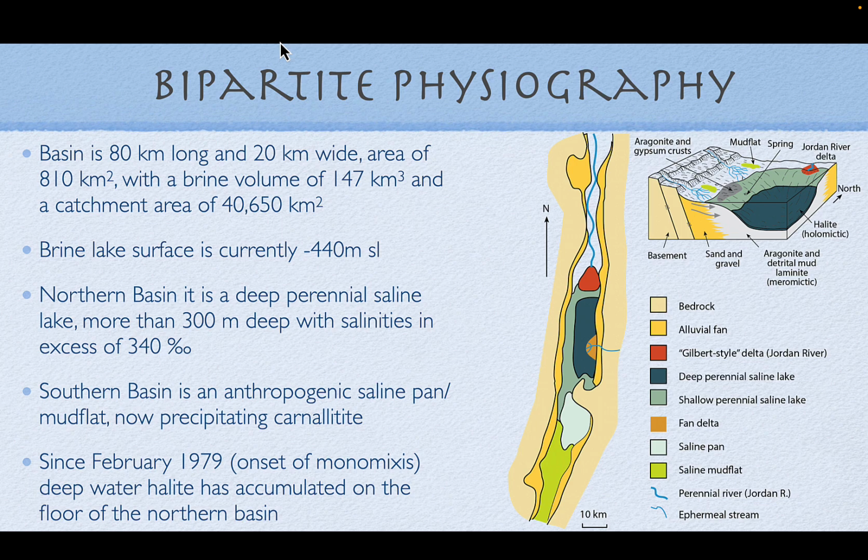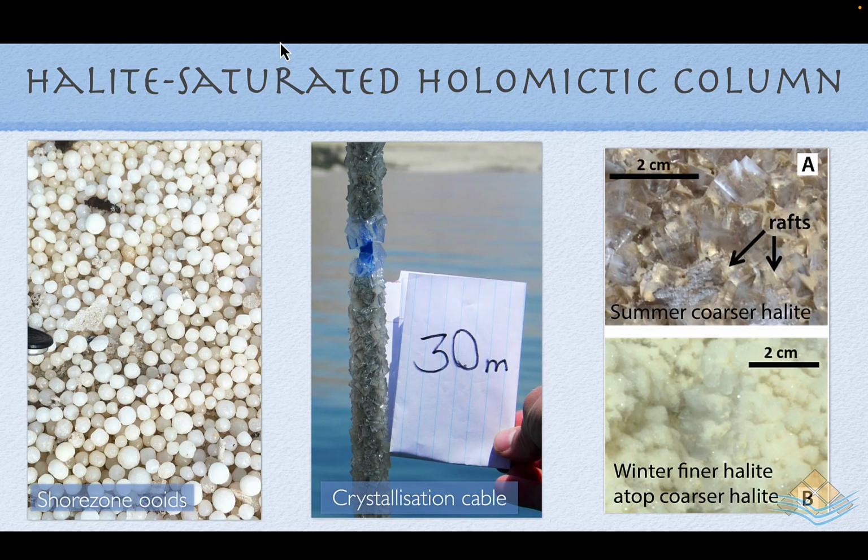So there are 3 type environments in the Dead Sea, and we see a whole range of textures. We even see halite ooids forming in the shore zone. We today see a brine column which is saturated in the Northern Basin.